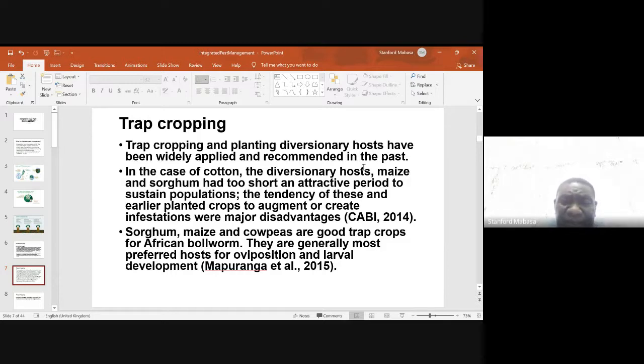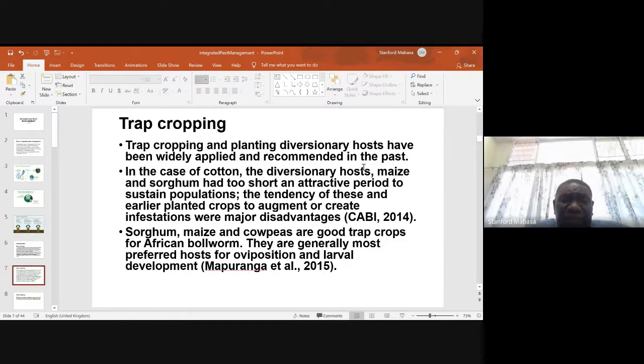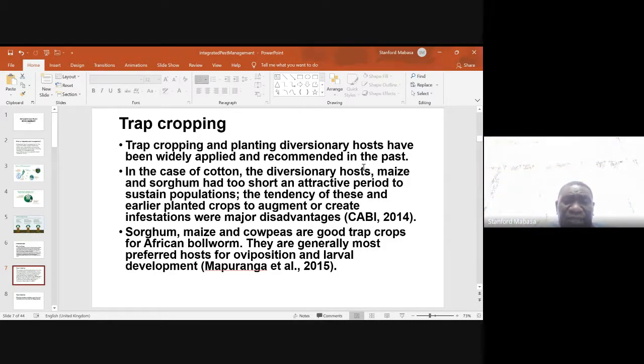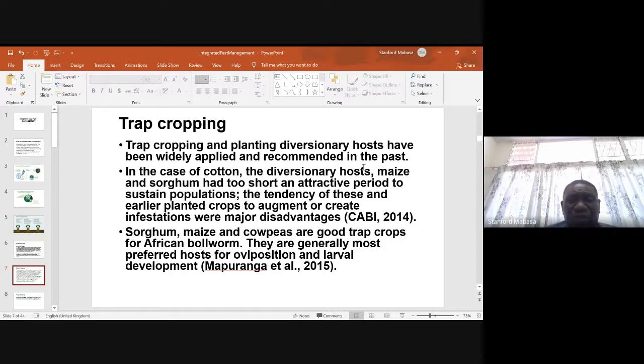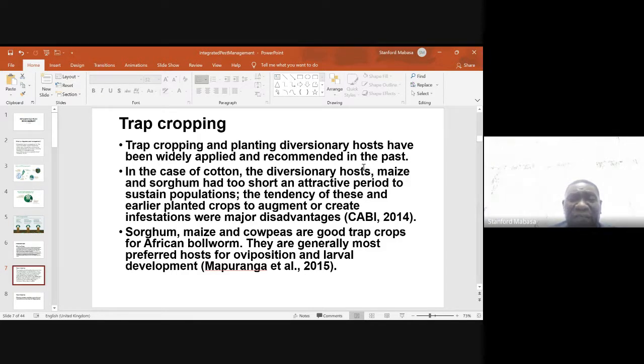However, Mapranga in 2015 reported that sorghum, maize, and cowpeas were good trap crops for the African bollworm. They are generally most preferred hosts for oviposition and larval development. So where we grow cotton, if we grow these crops, this can help to divert the African bollworm from cotton.